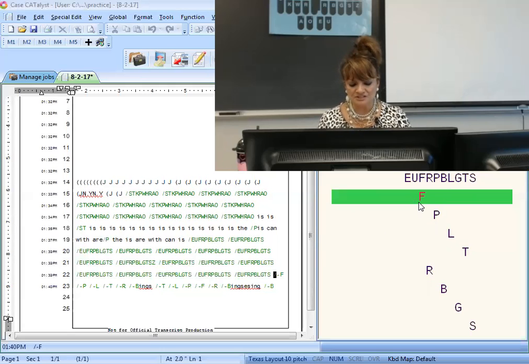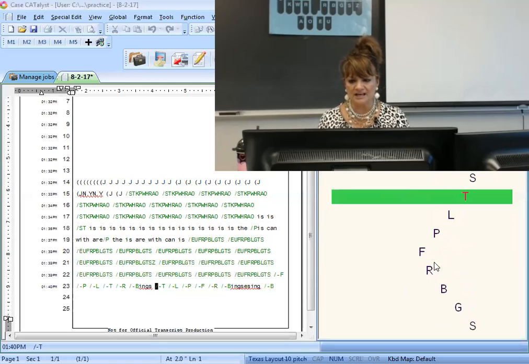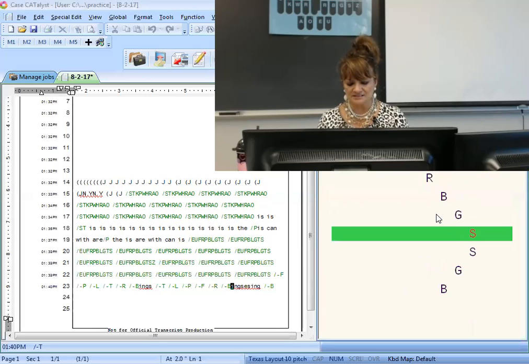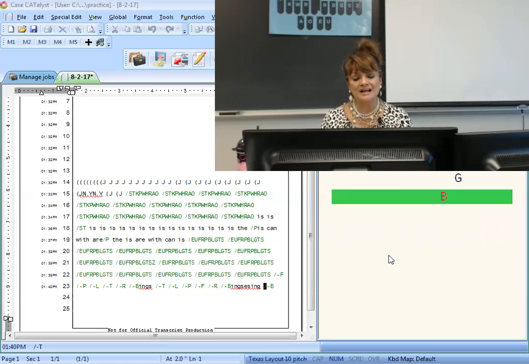So here we go. Check your book with what you wrote on the final side of the machine. So I'm checking the book compared to what I wrote up here. So I have F, P, L, T, R, B, G, S. Okay, so that's all perfect. T, L, P, which is perfect. F, R, B, G, S, S, G, B. Okay, so everything's perfect. So that's what you want to strive for.